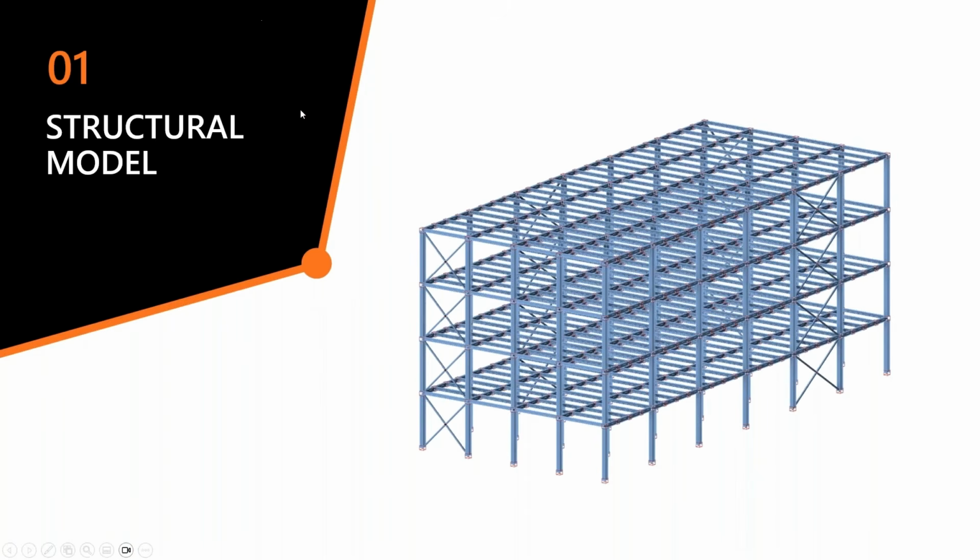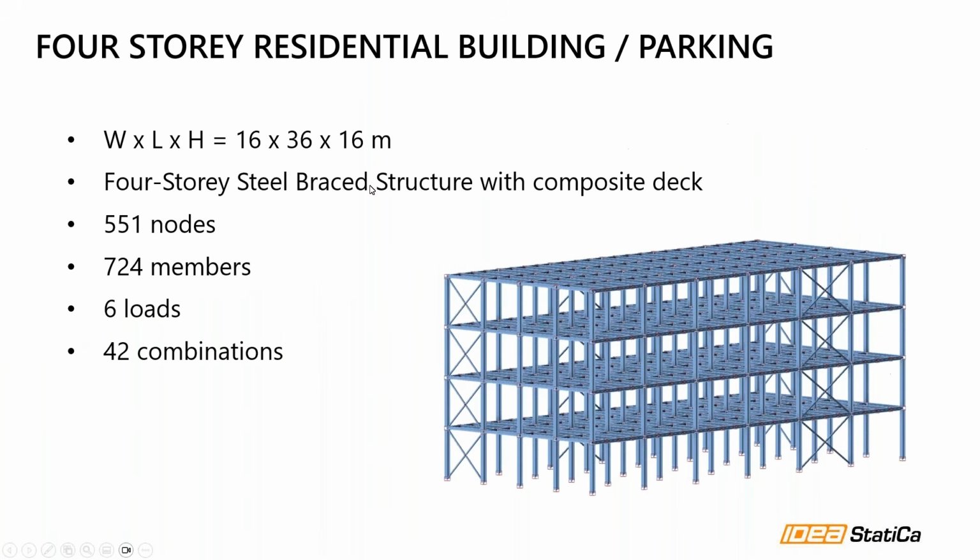That's great. Thank you. So what we prepared for you is a 4-story residential building where just the composite deck is providing the distribution of the forces over the beams. From the geometry perspective, we can say that the width is 16 meters, length 36 meters, and the height is 16 meters. We have 4 stories that are braced in one and the second directions.